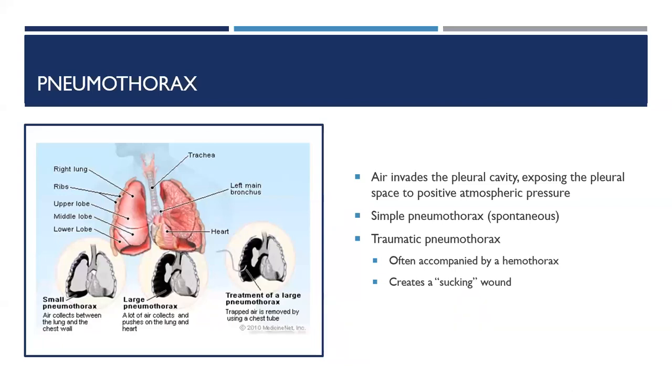Now, some people, particularly really tall people, I had a gentleman in the hospital and he was 6'6", and he had a condition where he had frequent spontaneous pneumothorax.